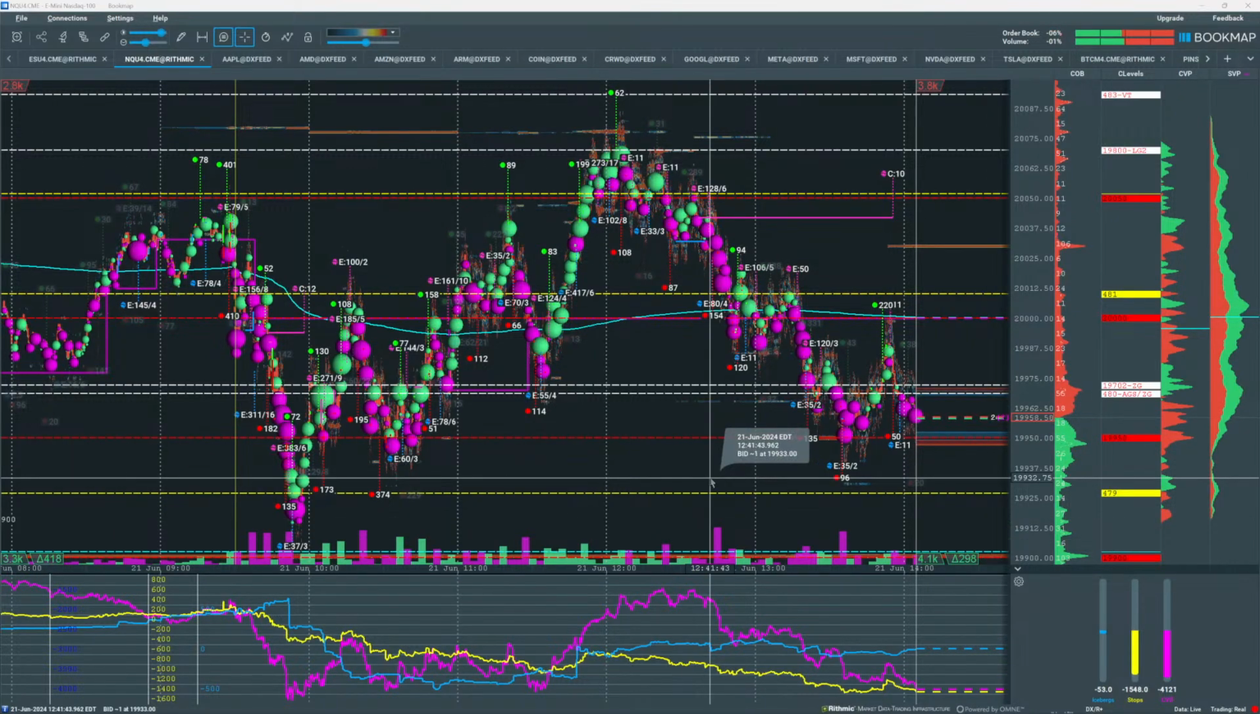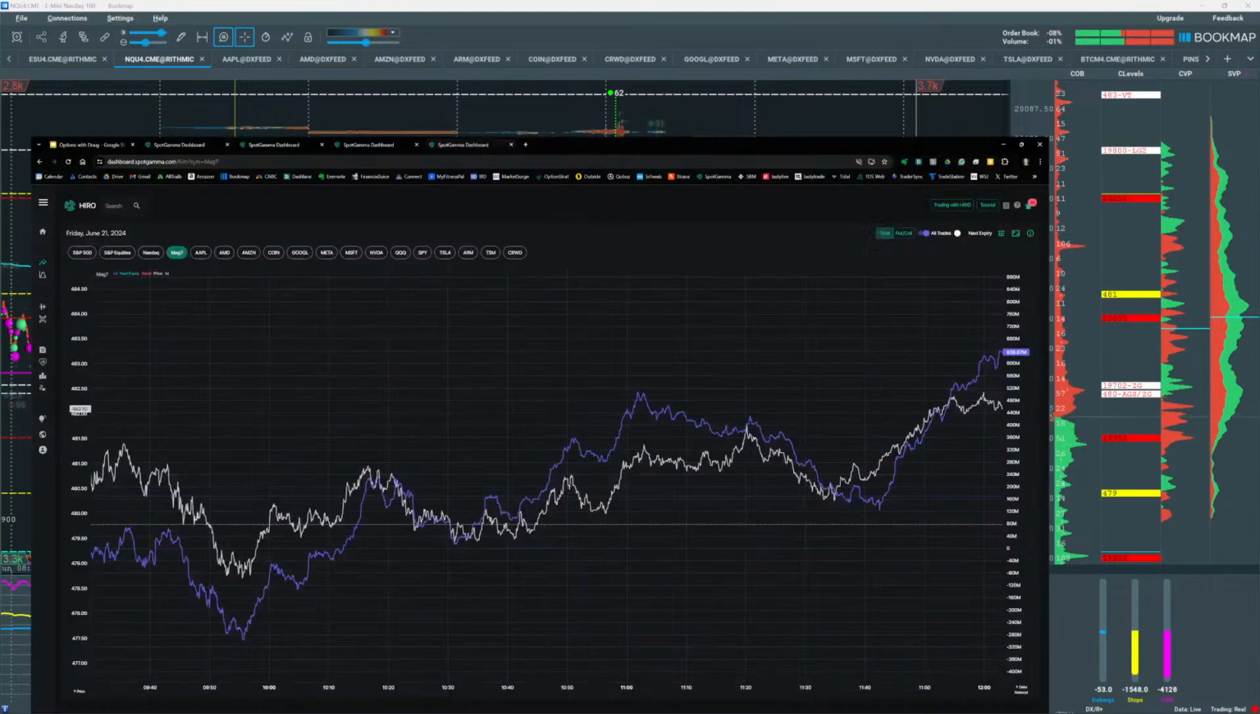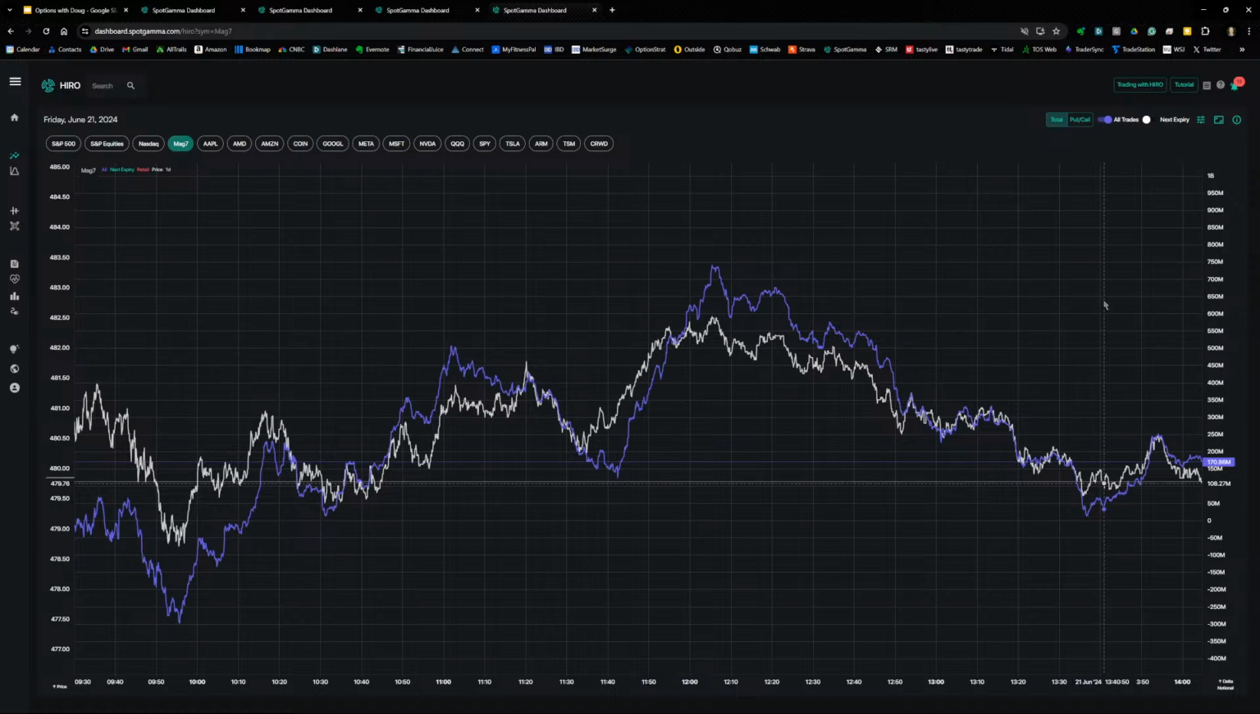All right, so that is the S&P 500 and the NASDAQ. Again, very strong correlation in options trades, market maker hedging activity, and price action for both the S&P 500 and the NASDAQ. All right, let's take a look at some stocks.